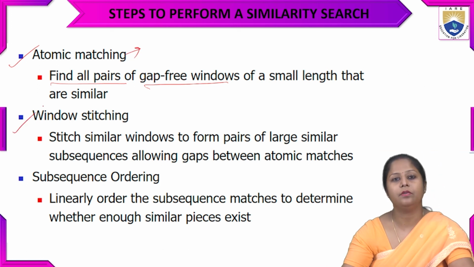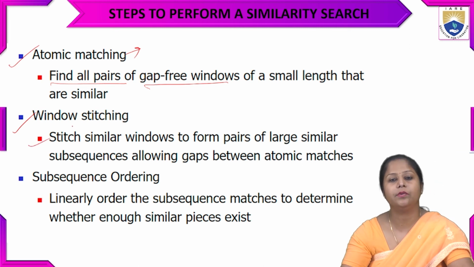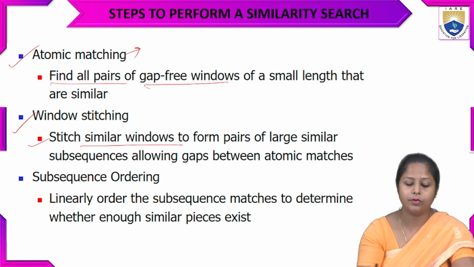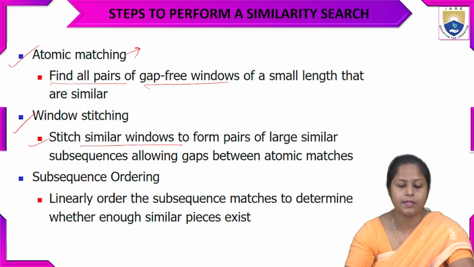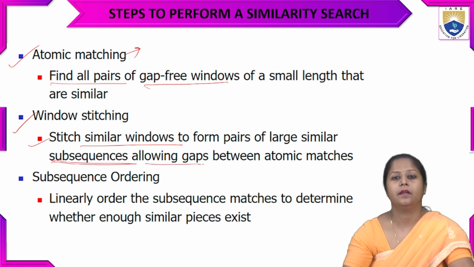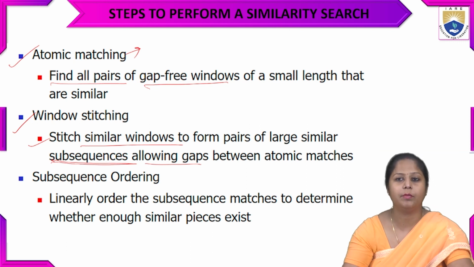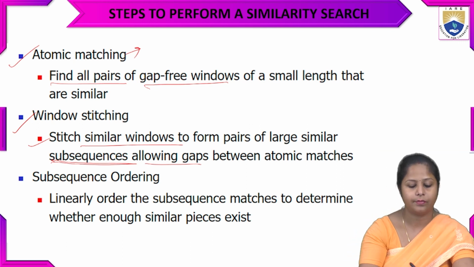Next, we need window stitching. Second is window stitching. In this, we need to stitch the other similar windows to form a pair of large similar windows, or we can say subsequences. That is allowing gaps between the atomic matches. So here the gap is allowed between two of the matches.